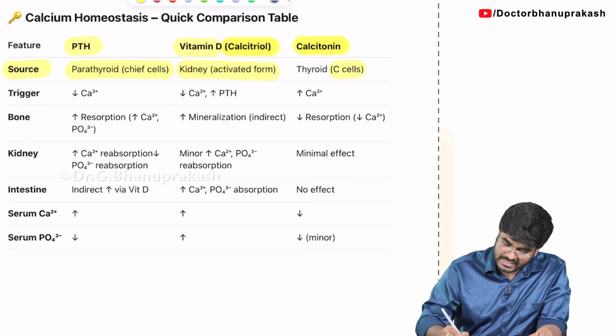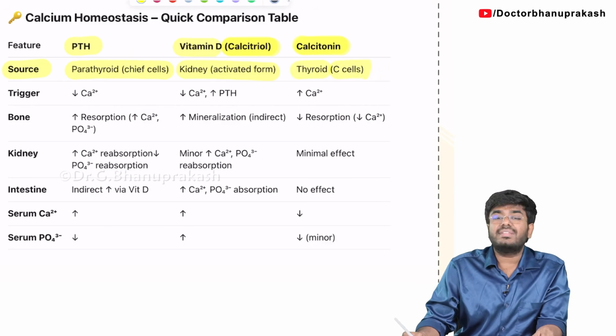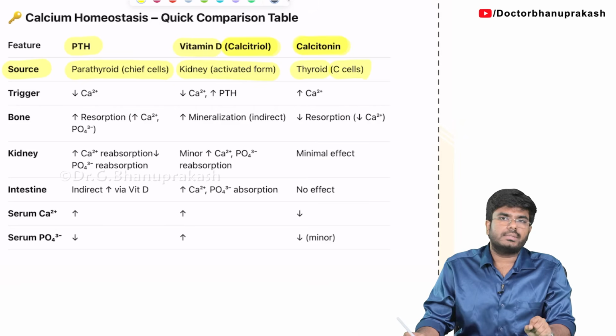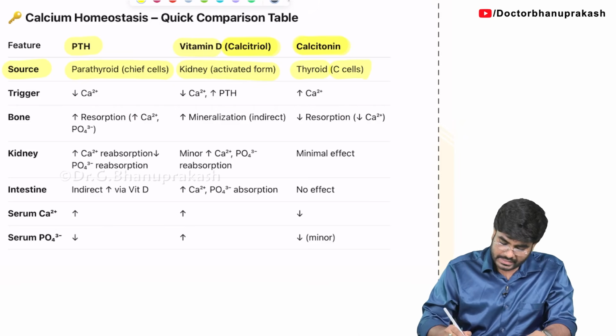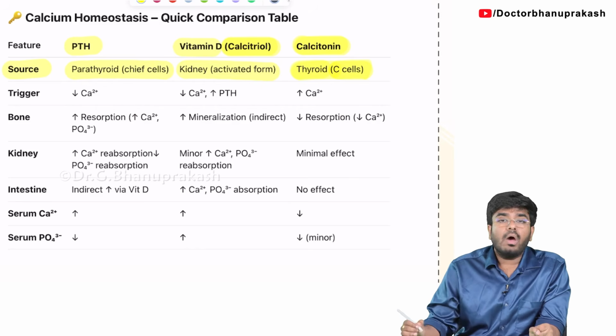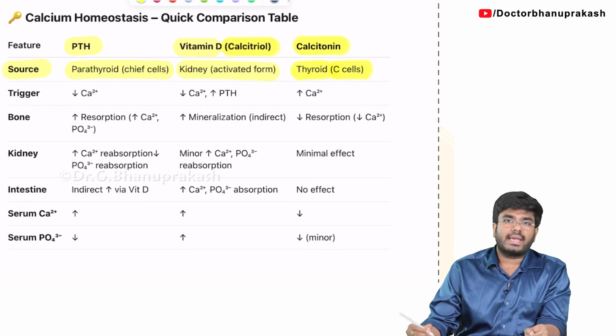Next, calcitonin comes from the C cells, not chief cells, the C cells of the thyroid gland. I have already discussed this in thyroid gland physiology. The thyroid gland contains two cell types, follicular cells and parafollicular C cells. These parafollicular C cells produce calcitonin. So the source is completed.